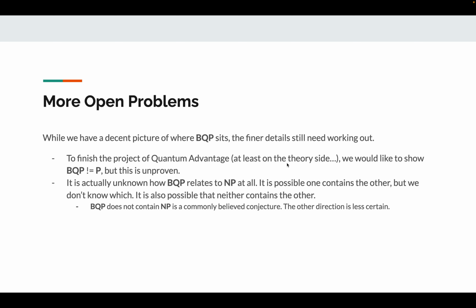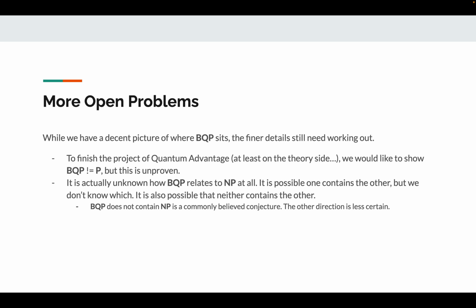Okay, so this last slide, I believe, is about the open problems. I wanted to emphasize what we do know and what we don't know about BQP, and this is what we don't know. We don't know if BQP and P are different. We certainly hope so, we certainly think so. Finishing the project of quantum advantage would be to find a problem, prove that it's not in P, prove that it is in BQP, and make them different. Still, this is unknown. I would call this the big open problem for quantum complexity theory.